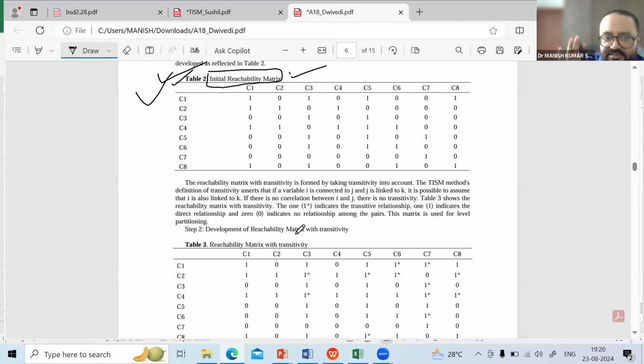This is based just on a summary of the questionnaire. Now, what you have to do is find out the second one. What is the first one? The first one is the initial reachability matrix.